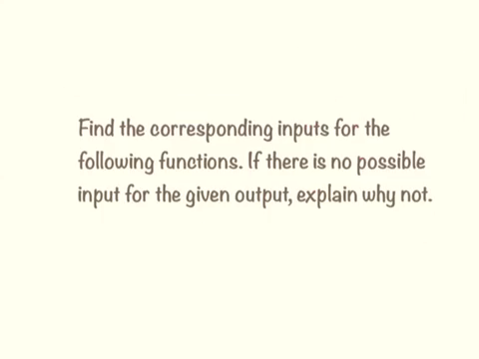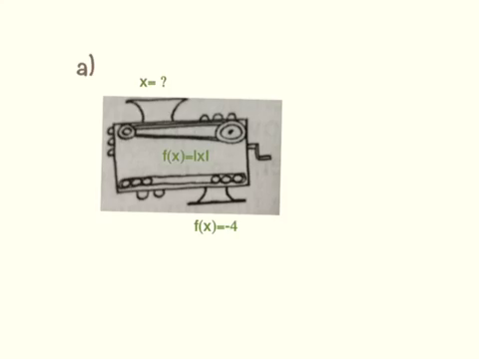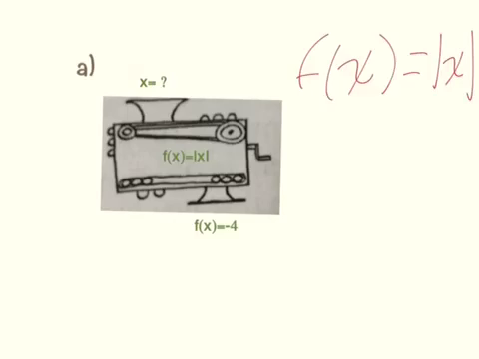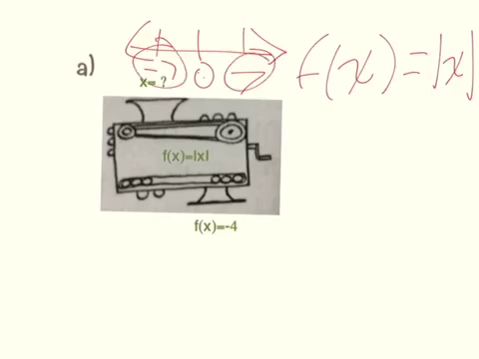Now we're going to be given outputs and find the inputs. If there's not, explain. So we have the function of x equals absolute value of x. Absolute value means how far something is away from 0. So if you had a number line just like this, here's 0, here's 7, negative 7, here's 7. They're both 7 spots away from 0. So the absolute value for this would be 7, the absolute value for this would be 7.